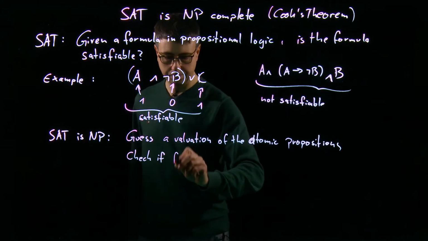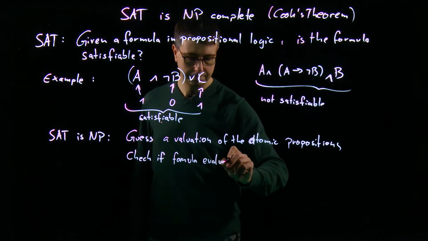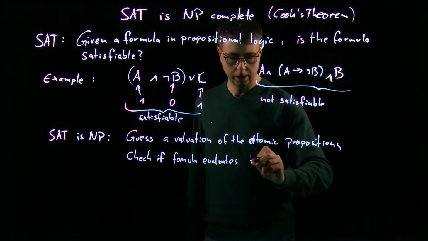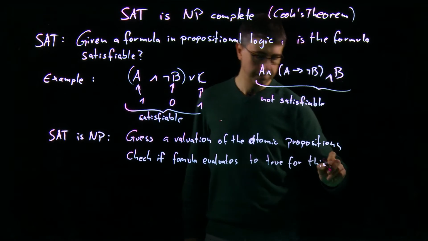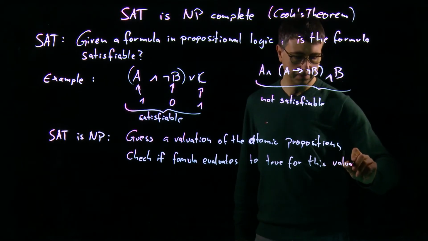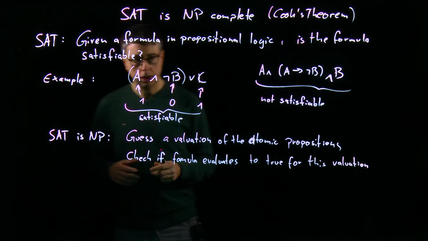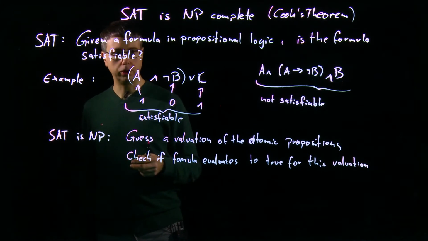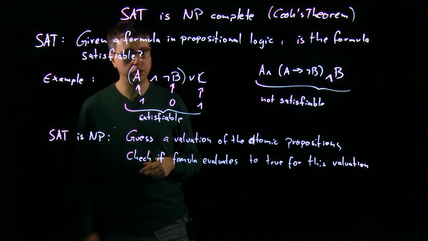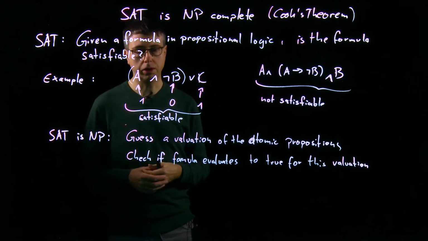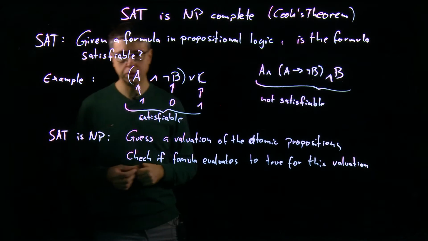The second step is check. Check if the formula evaluates to true for this valuation. That's what we did in the second step here. The evaluation can be done, of course, in polynomial time, because we just have to scan the formula from the innermost to the outermost parts and check what the result is. So this can be done in polynomial time, and we can conclude that the satisfiability problem is in NP.